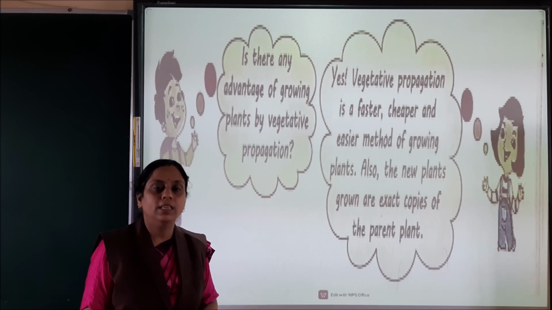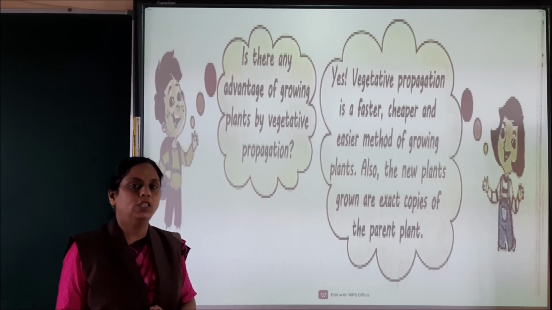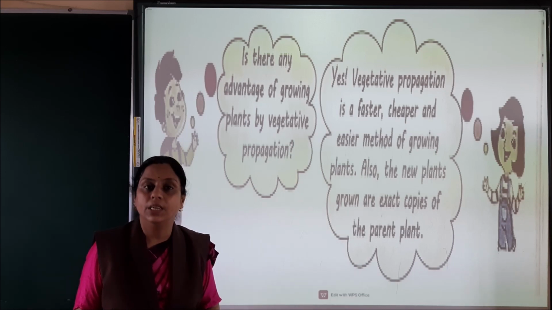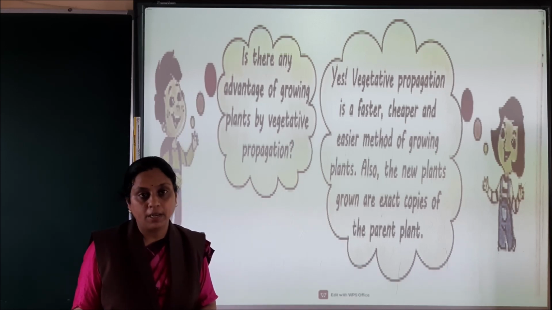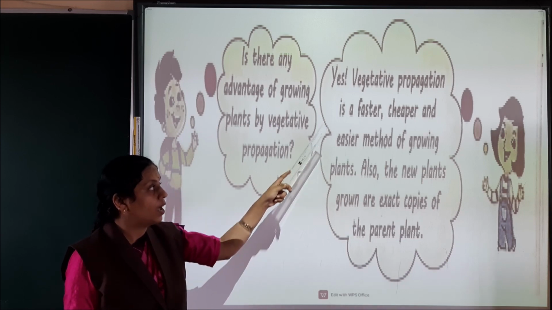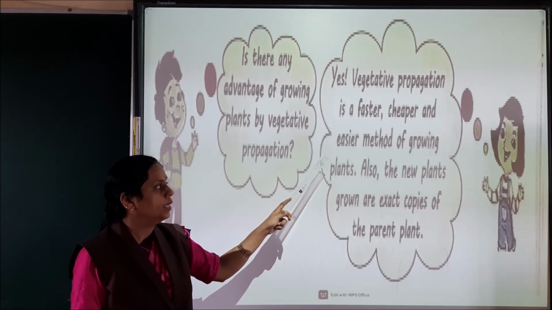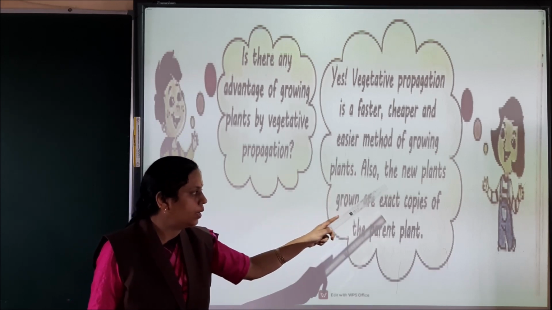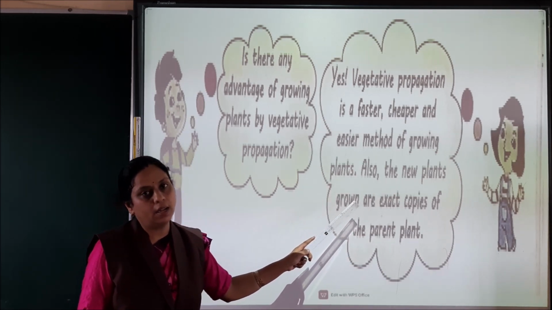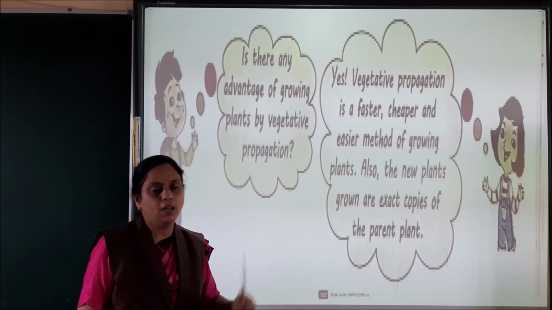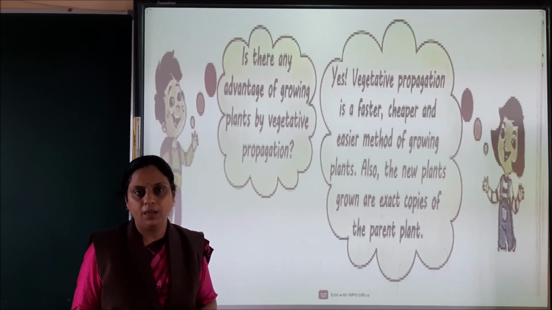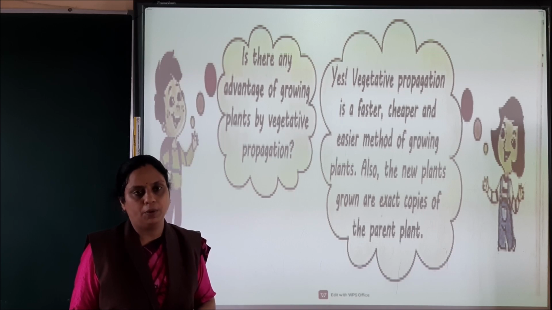leaves. Now children, there are many advantages also of growing the plant through the vegetative propagation. What are they? See, it is a faster, cheaper, easier method of growing the plants. Also the new plants grown are the exact copies of the parent plant. So some plants also grow from the vegetative propagation.